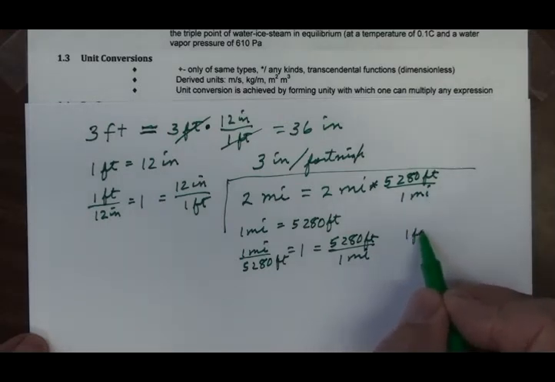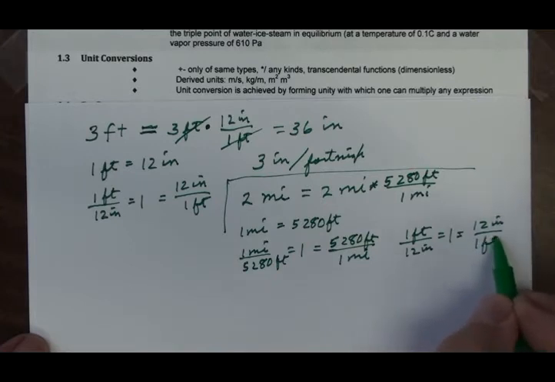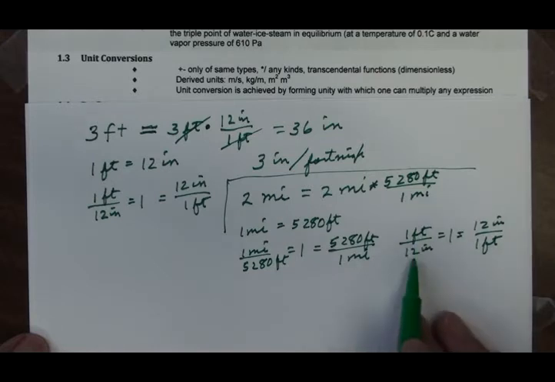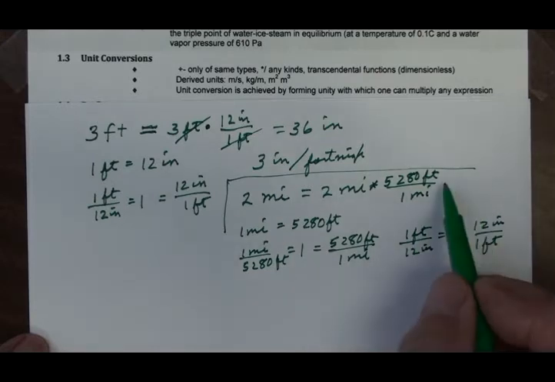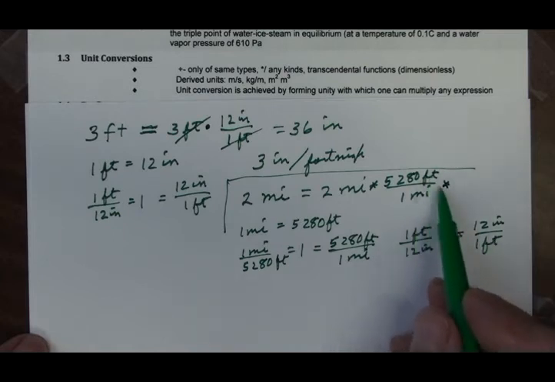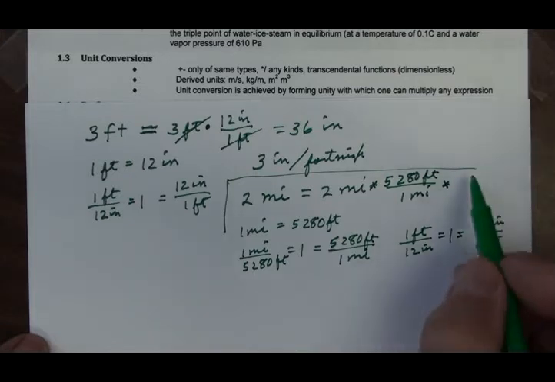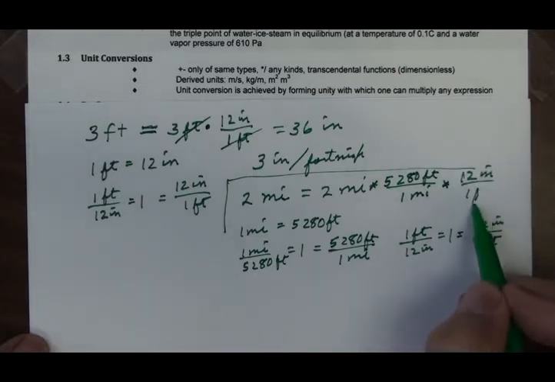We know 1 foot divided by 12 inches is equal to 1, and it's also equal to 12 inches over 1 foot. I went a little bit faster here, and you can see that the ratio is unity. And therefore, I can take this and multiply by which one? Well, I want the foot in the denominator, so it'll cancel. So I want to multiply by 12 inches divided by 1 foot.